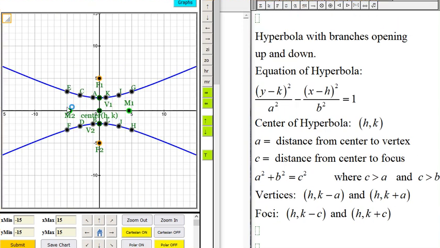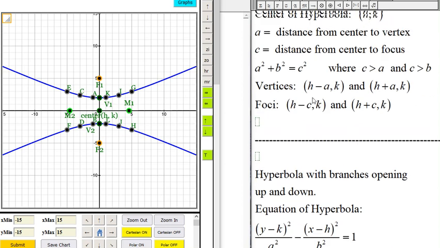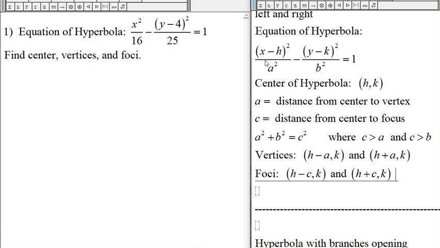And then we also have the type of hyperbola where the branches, instead of opening left and right, open up and down. Again, if we go through all the steps and work out the equation, it comes out to be like this: y minus k squared divided by a squared minus x minus h squared divided by b squared equals 1. So the question now is, what's the difference between this equation and the equation for branches opening left and right? Let's look at them so we can see the difference.